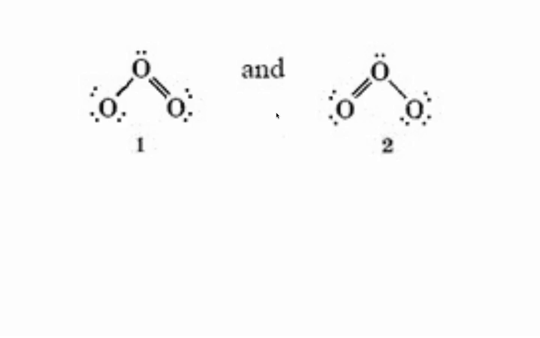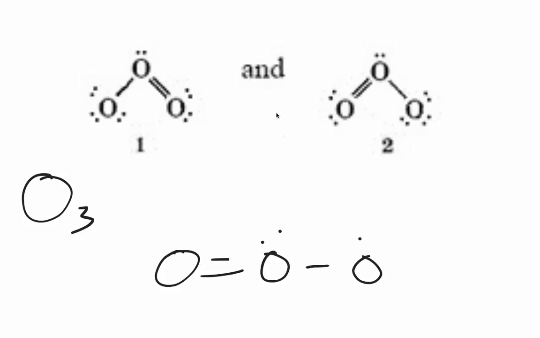Another thing we'll run into when we're writing these Lewis dot structures is occasionally we'll run into a compound like this. Now this is O3, this is ozone, and how we write it is like this. That's how we maintain our octet. Now, sometimes people like to try to make a ring out of this, but it doesn't really form a ring. This is the structure we have.